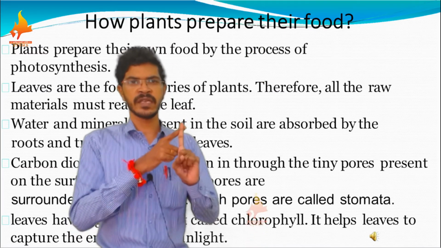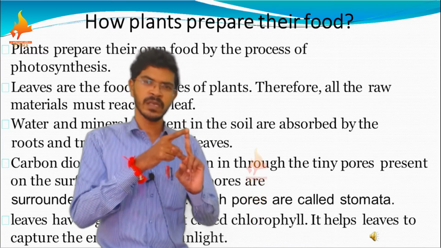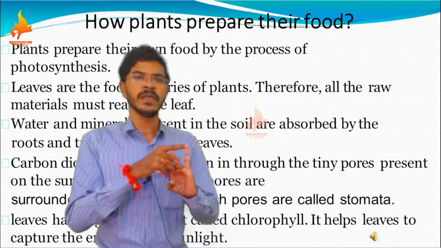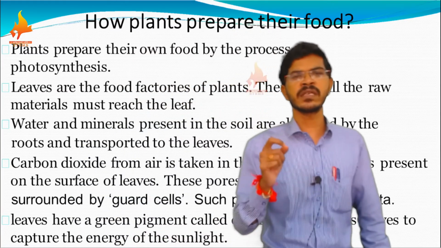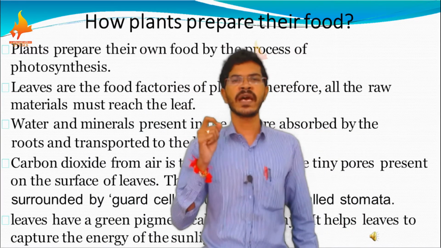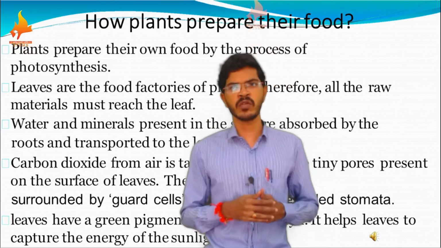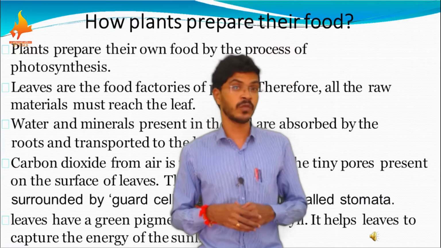One is sunlight, the other one is chlorophyll, the third thing is water, and the fourth thing is carbon dioxide. These four things are the raw materials necessary for carrying out photosynthesis. I used the word photosynthesis a number of times, but what does photosynthesis mean?